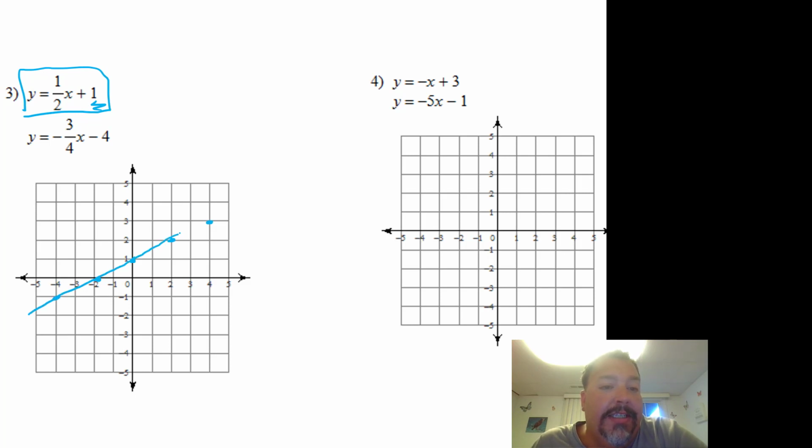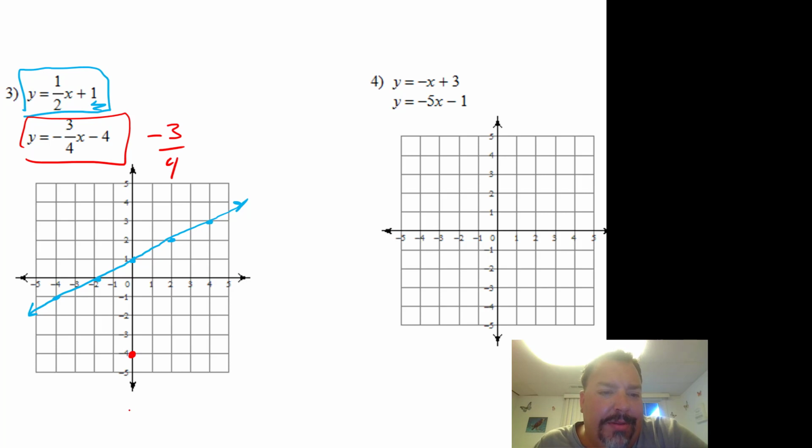Put in a few dots there. We got our points. We can put in the sketch in the line. And now we go to the second equation. Y equals -3/4 x minus 4. What's the y-intercept? Well, it's going to be -4. And this has a slope of -3/4.